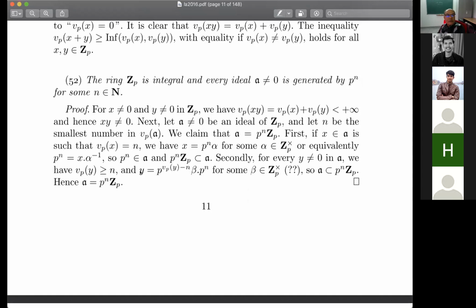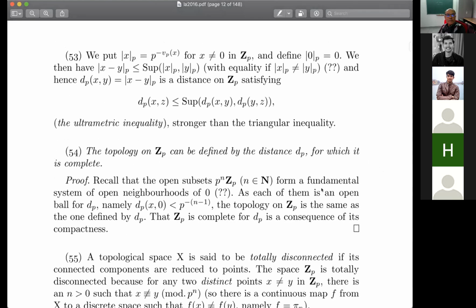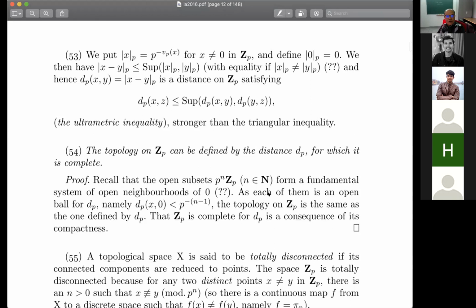For some beta. And therefore this y, as you can see, is in the ideal generated by p to the n. This is in Zp precisely because Vp of y is greater than n, and therefore this is a positive power of p. And so A is contained in the ideal generated by p to the n in Zp. So since you have inclusions in both directions, this A has to be equal to p to the n Zp.